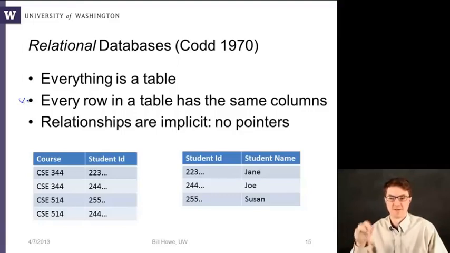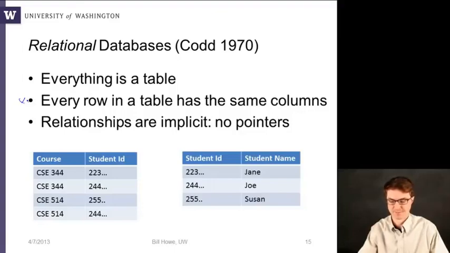Okay, so if a column is an integer in one row, then it needs to be an integer in all the rows. All right, and then a consequence of this model of everything being a table means that you don't have pointers anymore, right? You don't have physical addresses. All you have is tables, and so relationships between different data items are implicit.